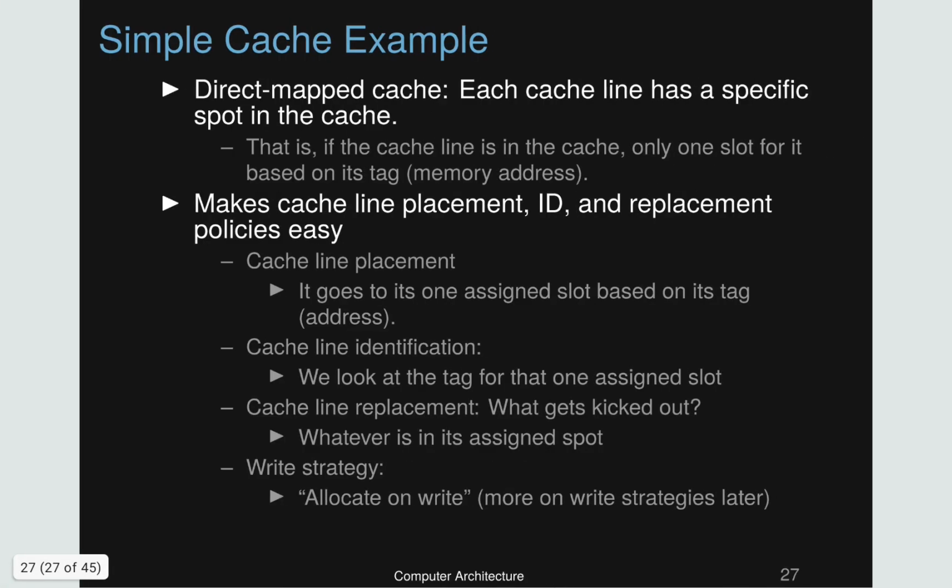Next, let's look at an example of a simple cache. Here we're going to use a direct mapped cache. You probably don't know what a direct mapped cache is. We will discuss the exact policy of direct mapped cache in the next few lectures. But for this example, this is just a simple directly mapped cache, and all you need to know at this moment is that each cache line has a specific spot in the cache.